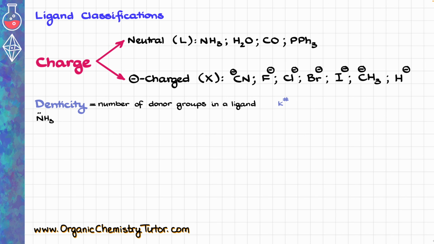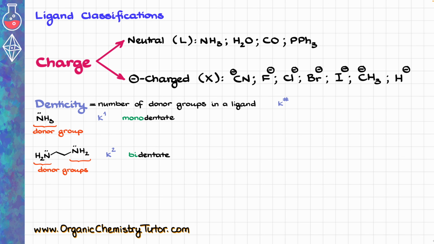So, for instance, ammonia has only one donor group, and therefore we can say this is a kappa-1 ligand, or in other words, we can call it a monodentate ligand. Or here's another example with 2 nitrogens. In this case, we have 2 donor groups, and hence that is going to be kappa-2 or a bidentate ligand. So when it binds to a metal center, it's going to make essentially a cycle, and similarly we can have tri-, tetra-, pentadentate ligands, and so on.